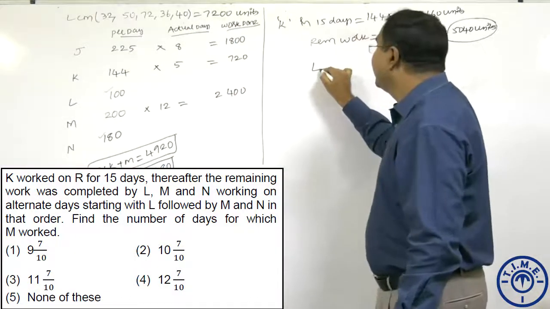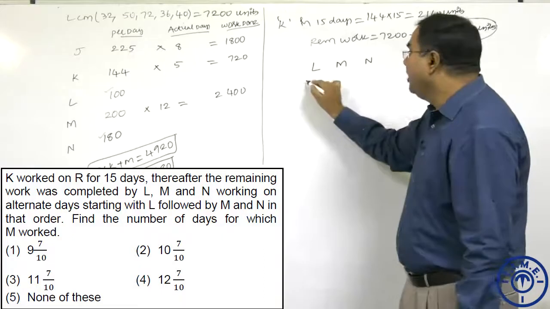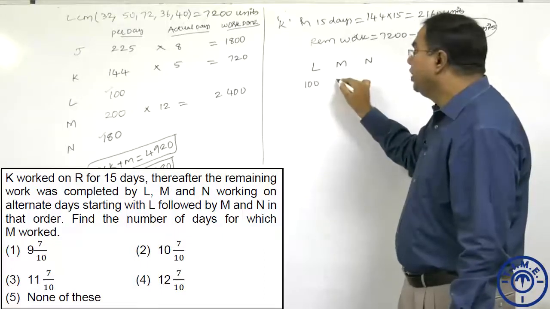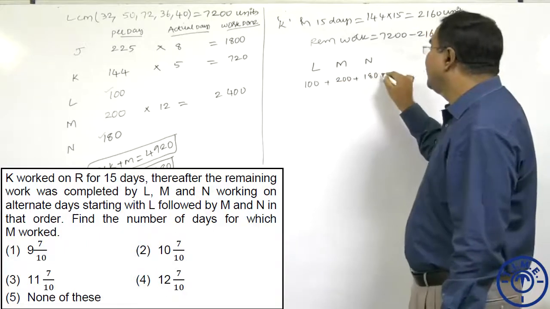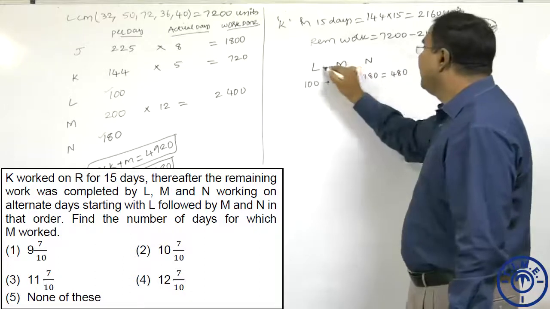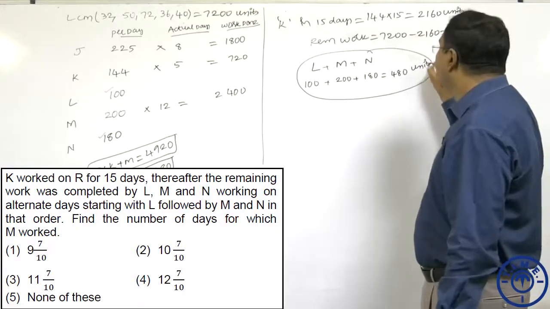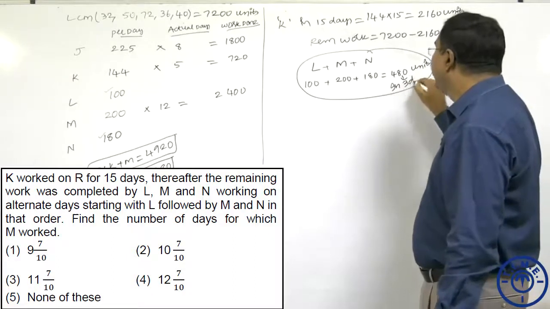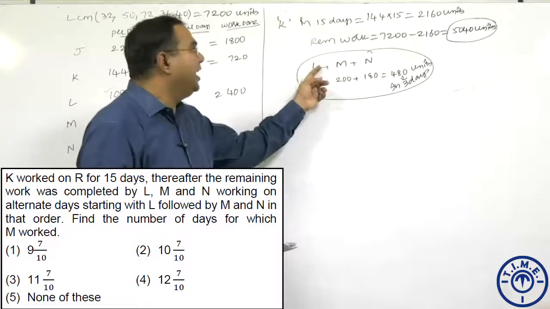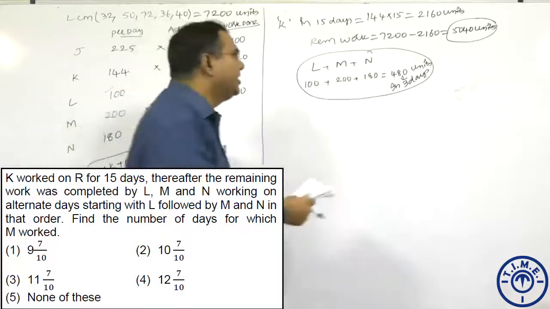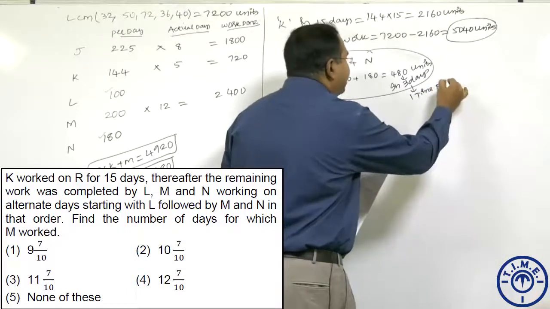First day L will work, second day M will work, third day N will work. One day L will do 100 units, M will do 200 units, N will do 180 units. So, 200 plus 100, 300 plus 180. L plus M plus N are doing how many units? 480 units, not in one day, they are doing in 3 days, because they are working on alternate days. Let us take these 3 days as one time period. So instead of saying 3 days, I can say one time period.